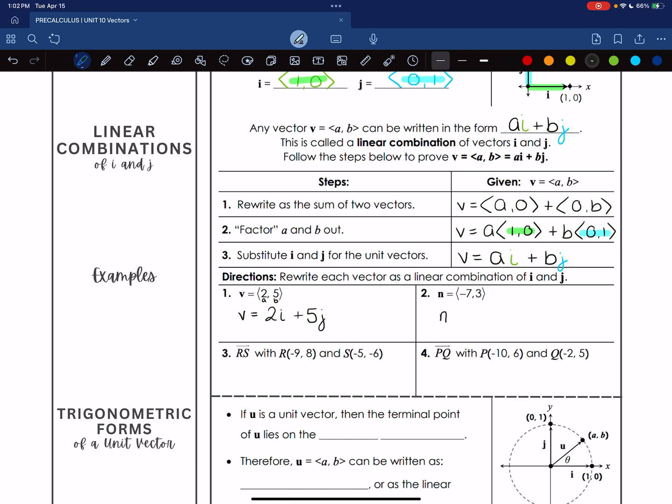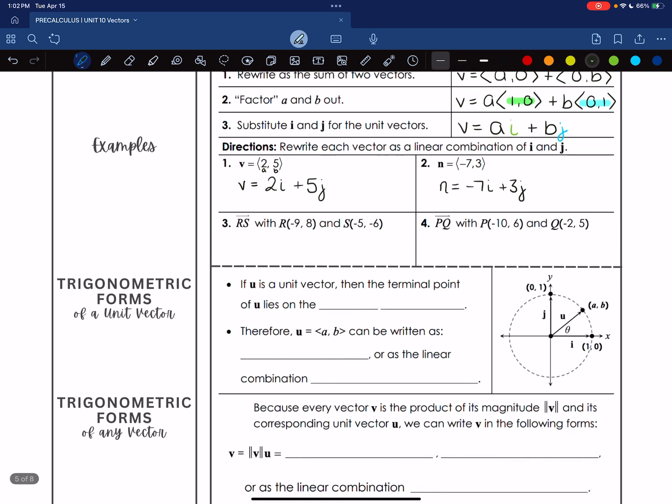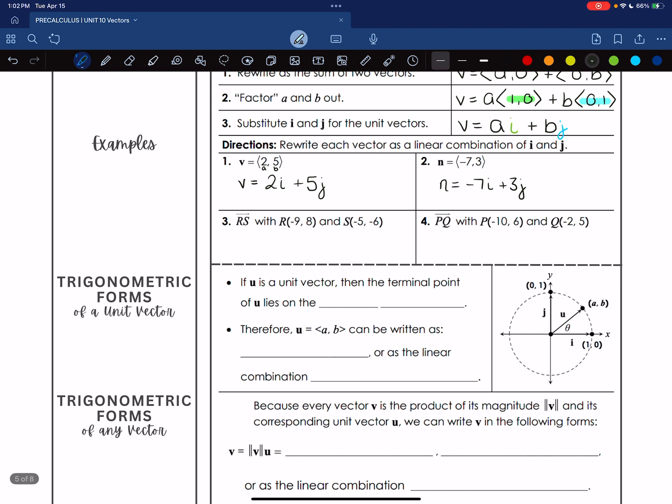So n, how would we write this? It would be written as negative 7i plus 3 times the unit vector j. So that's pretty straightforward when your vector is already in component form.